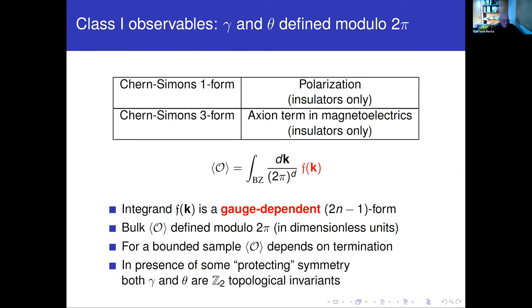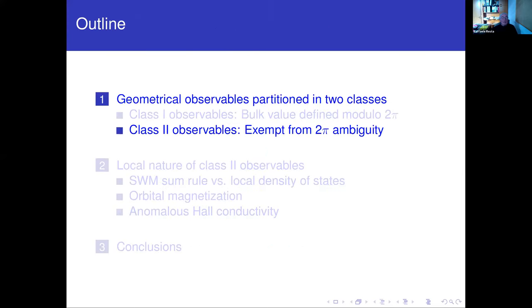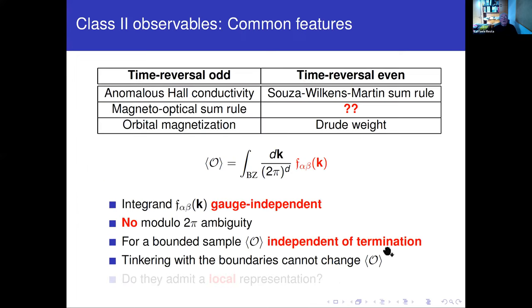Now let's move to the examples which are exempt from ambiguity. I have less than a minute, so let me go a little bit fast. Here is my table, all of them. I will discuss only anomalous Hall conductivity and maybe orbital magnetization. They have this structure. The observable is again the integral of a form, but the form is a two-form, not a one-form or a three-form. There is no modulo 2 pi ambiguity. For a bounded sample, the actual value is independent of termination.